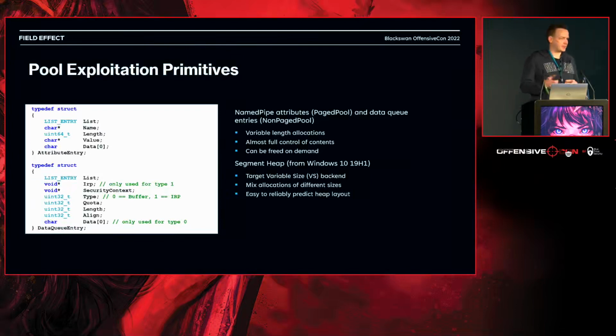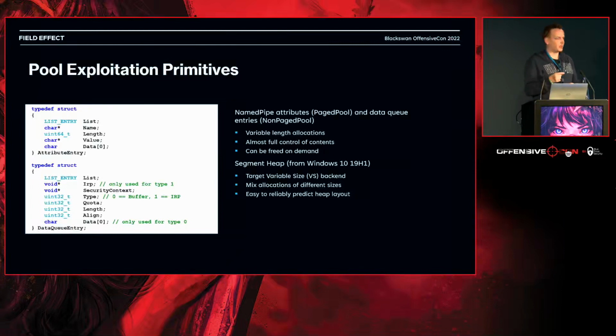There are two features of named pipes that make exploitation and grooming a lot easier: named pipe attributes, and data entries in the named pipe write queues. The reason why these are both good is that they have variable length allocations. You can see the headers of the structures on the side here. They both have a small header, followed by inline data immediately afterwards. And there's really not much limit on the length you can put in. So we have big, variable size allocations. We can choose which size we're going to allocate. Besides the headers, we have full control over the data. And in both cases, we can free them on demand when we want to.